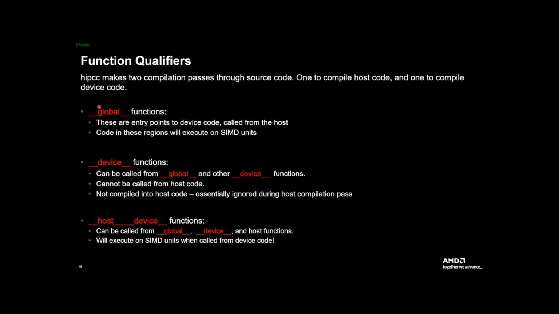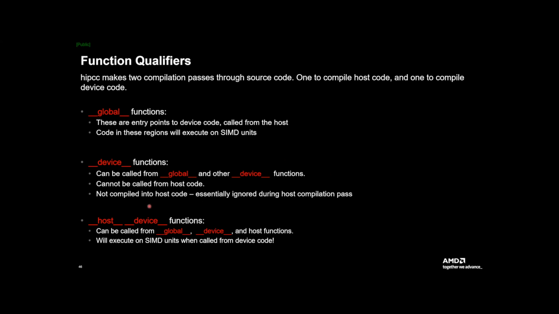Now, the global functions we mentioned point to device code and are called from the host. Code in this region will be executed on SIMD units, while device functions can be called from global and other device functions. They cannot be called from the host, okay? So they should be called from a kernel or from another device function, and they are essentially ignored during host compilation.